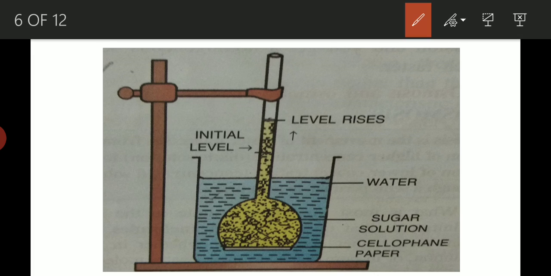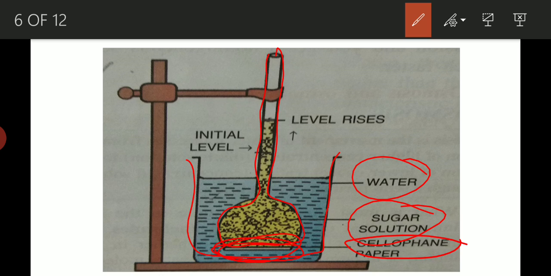There is a beaker containing water. There is a thistle funnel containing sugar solution. Inside the thistle funnel there is sugar solution, and in the beaker there is water. Okay. So what will happen? And the mouth of the thistle funnel is covered with a cellophane paper.